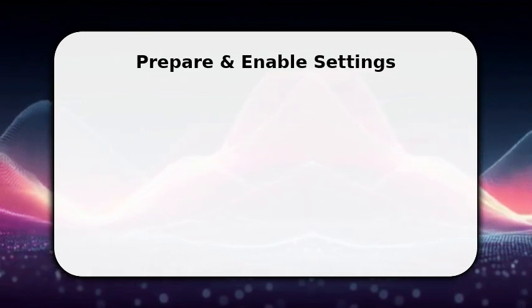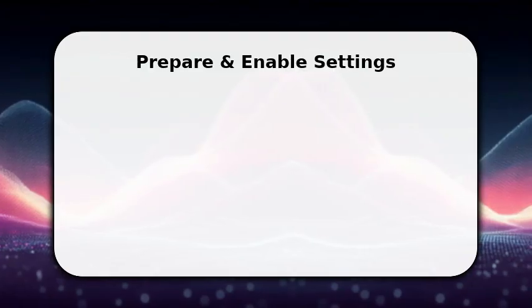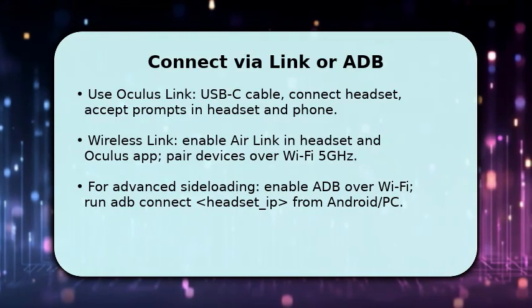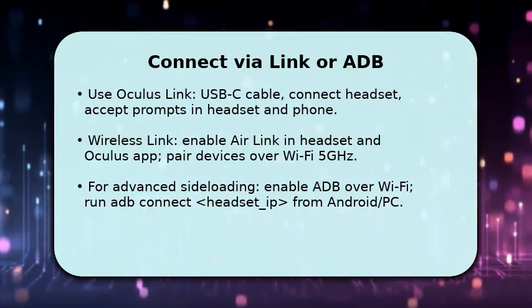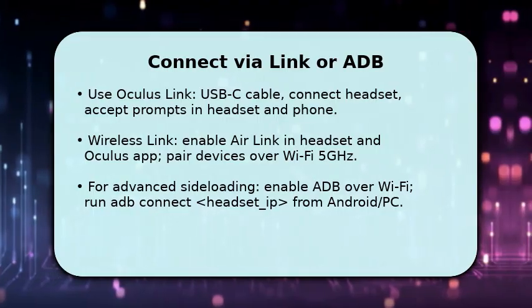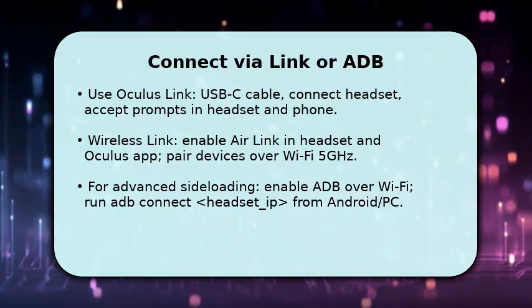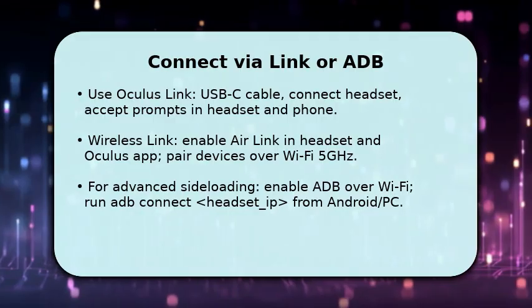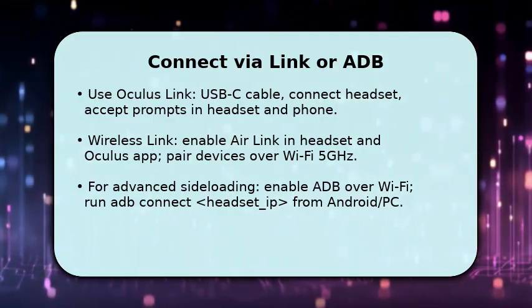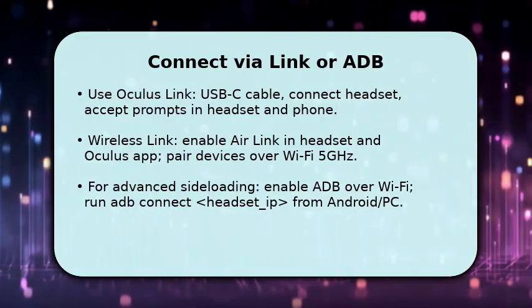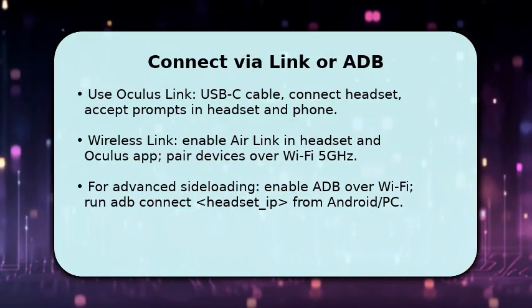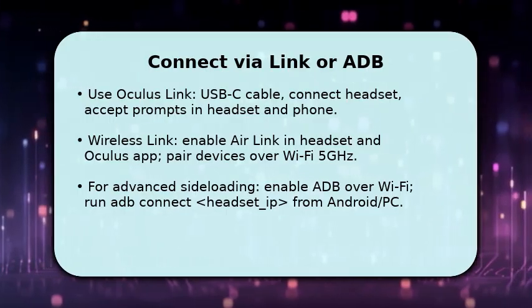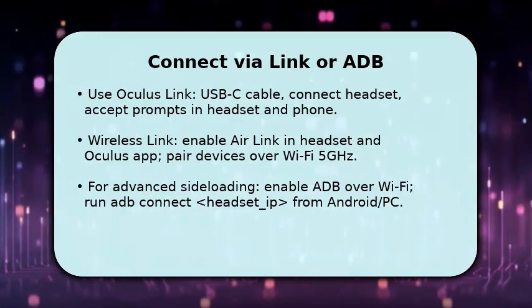Once permissions are enabled, connect using the method that fits your goal. For cable link, plug a high-quality USB-C cable between Android or PC and Quest, accept the pairing prompts inside the headset, and confirm Oculus Link. If you prefer wireless, enable AirLink both in the headset and Oculus app, then pair over a 5 GHz Wi-Fi network for lower latency. For side-loading apps, use ADB over Wi-Fi. Enable it on the headset, find the headset IP, you're almost done.